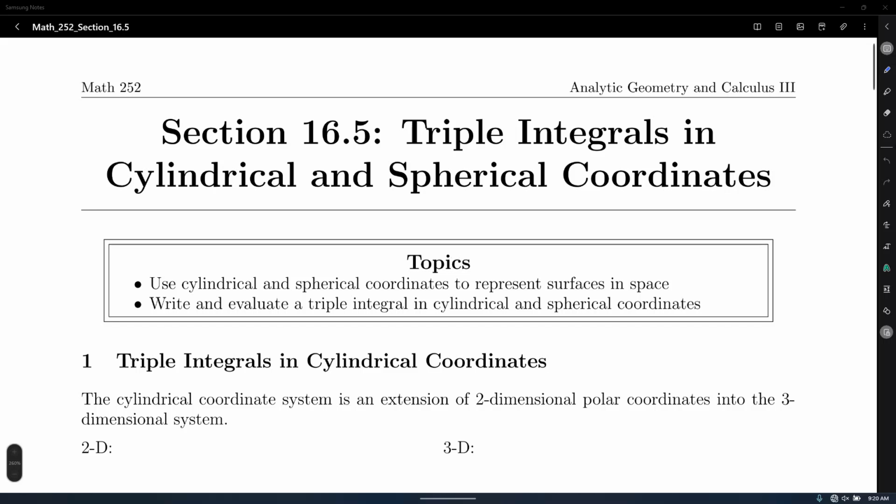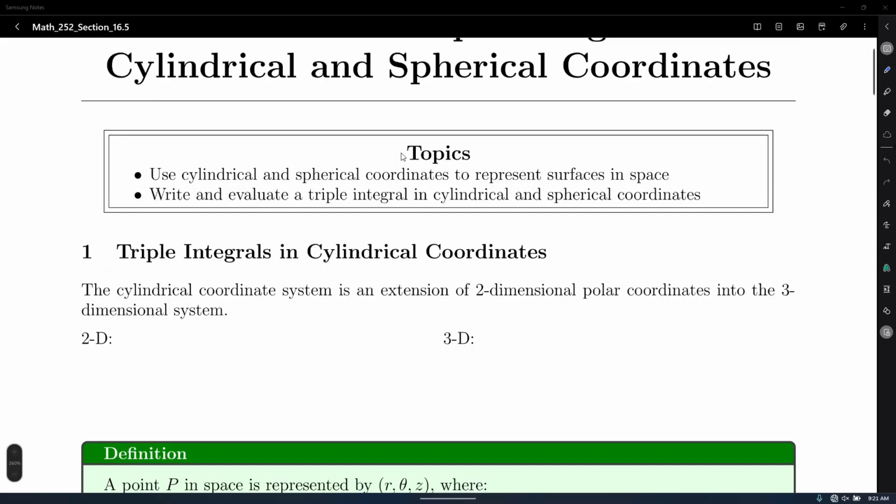In section 16.5, we're going to evaluate triple integrals in these new coordinate systems, cylindrical and spherical, and we may get to see some of these applications. We will also come back to improper integrals for a pretty cool case right here. Well, okay, number one, the cylindrical coordinate.